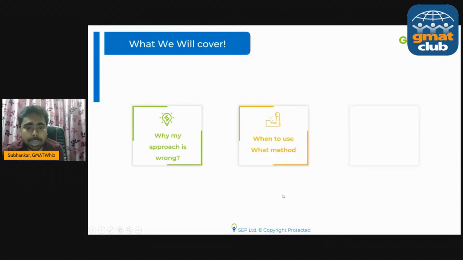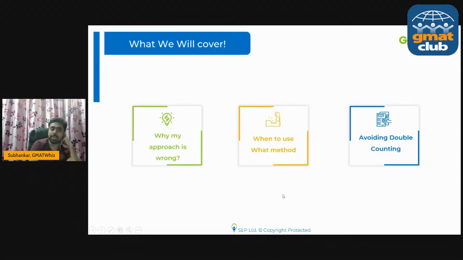So what we are going to cover, we are basically going to cover these few things. A very common question we see from students is, I have solved this question in this way, then what is the mistake in my approach? So why is my approach wrong? This is a very common question asked in permutation combination. So we are going to tackle that. And we are going to answer when to use which method, when to use permutation, when to use combinations and all that.